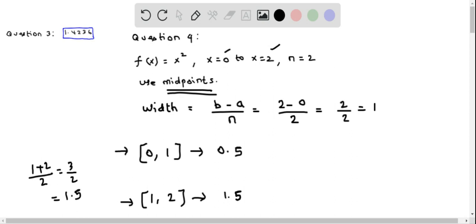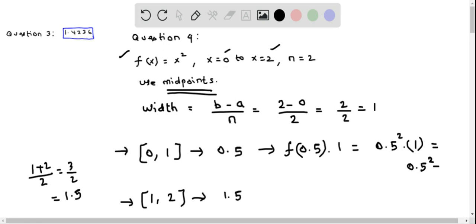Here we consider the midpoint as the height of the rectangle. So the height of the first rectangle is f of 0.5, and the width of the rectangle is 1. So f of 0.5 means replacing x in f of x by 0.5. Therefore, this becomes 0.5 squared times 1, which equals 0.25. This is the area of the first rectangle.